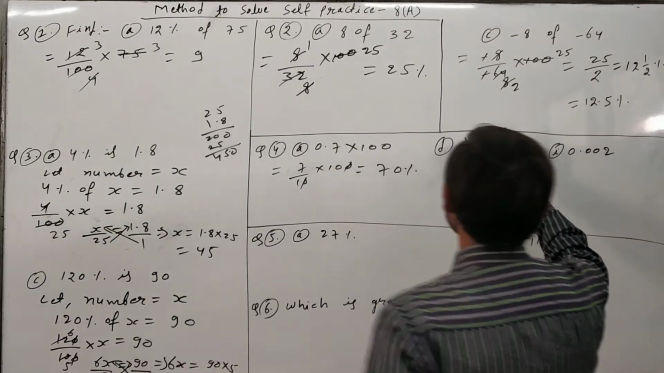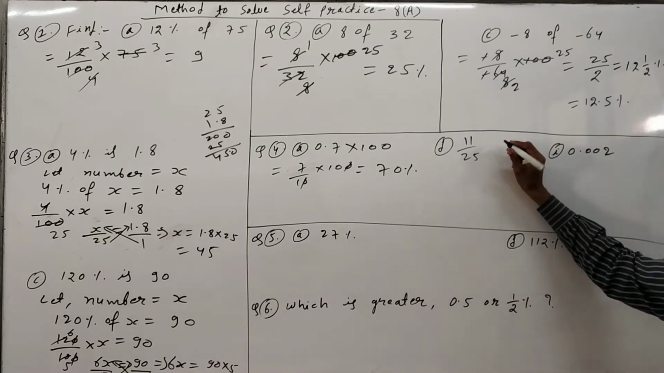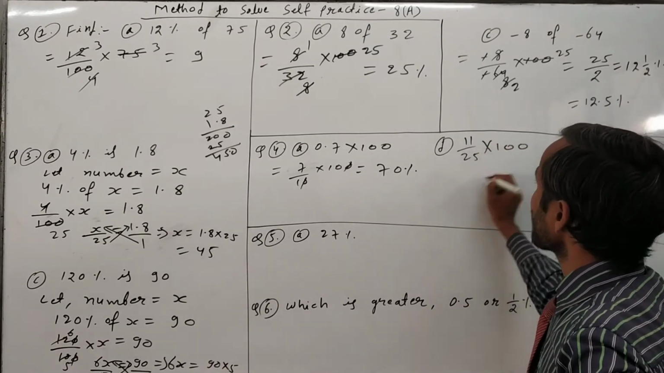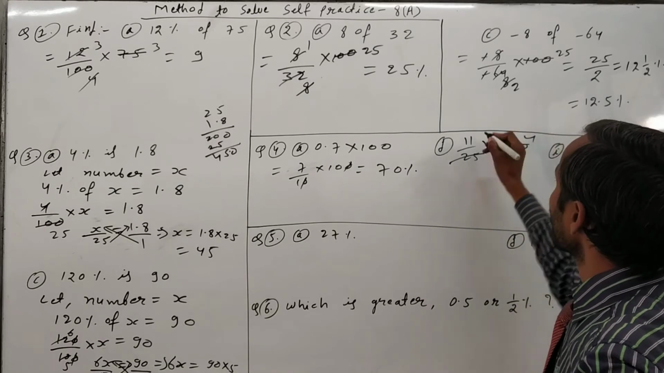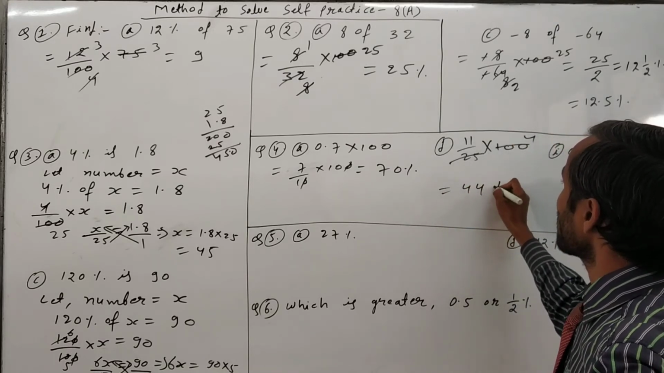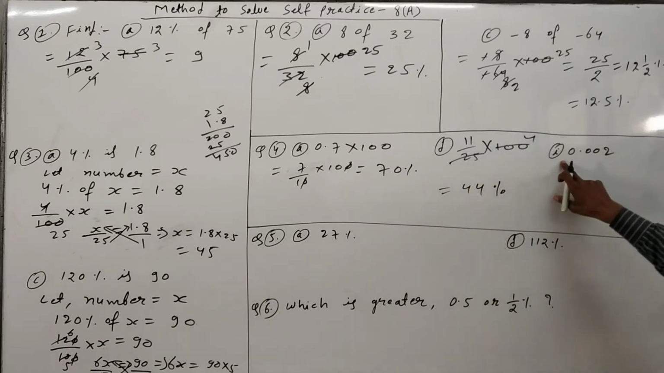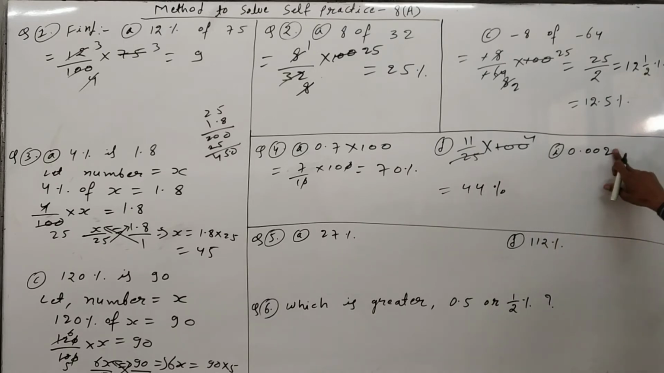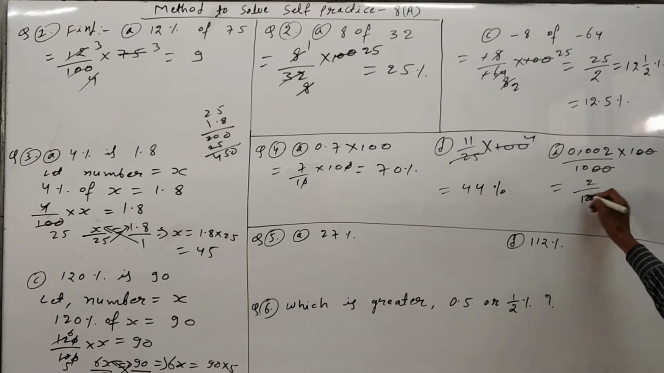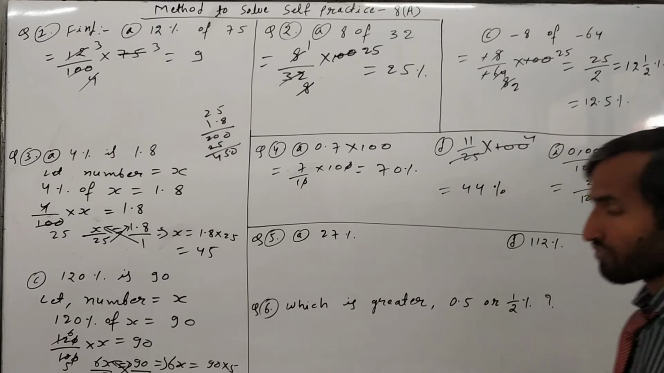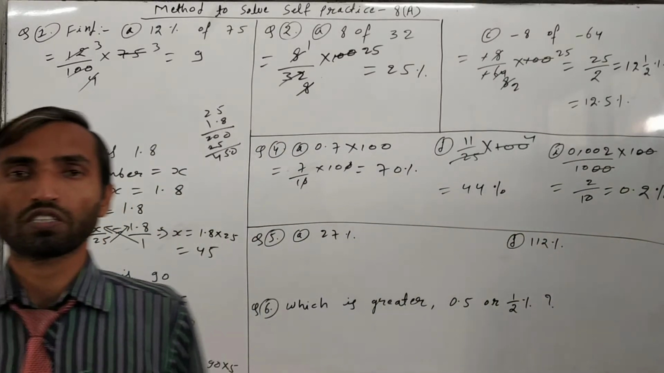Now we have to convert this fraction 11 upon 25 into percentage. For that again we have to multiply by 100. Now cancel out 25, 4 times, then 4 into 11 it will come 44%. Okay. Now in the part I, 0.002, we have to multiply by 100 again. Then we have to remove the decimal point. Then it will come 2 upon 1000 into 100, the 0s will cancel out, 2 upon 10. Again we have to convert into decimal, 0.2. Then the percentage will be 0.2%.